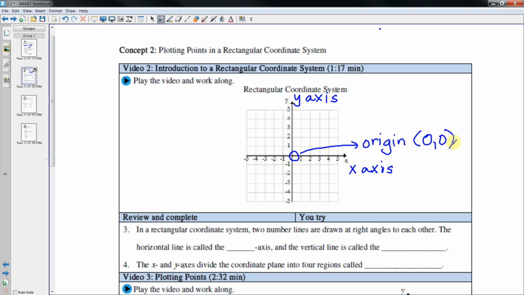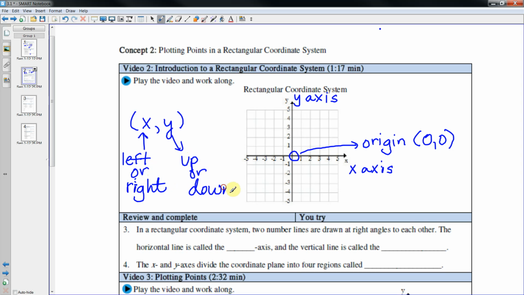When we are working with ordered pairs, which we're going to plot in just a few minutes, you're going to have an x value and a y value. The x value tells you how far to move left or right along the x-axis. The y value tells you how much to move up or down on the y-axis. So first we'll move left to right along the x-axis, and then we'll move up and down along the y-axis according to the numbers in that ordered pair, and then we will make a dot based on that.